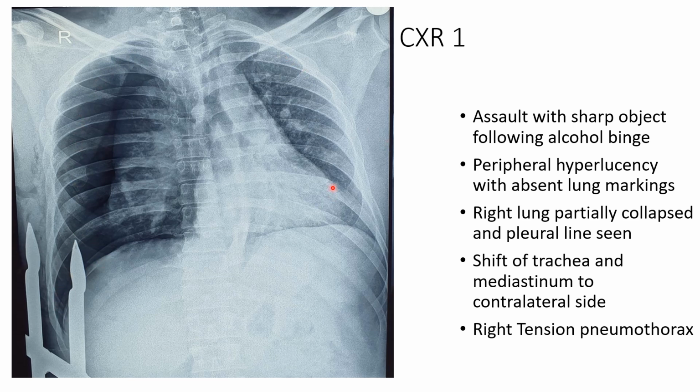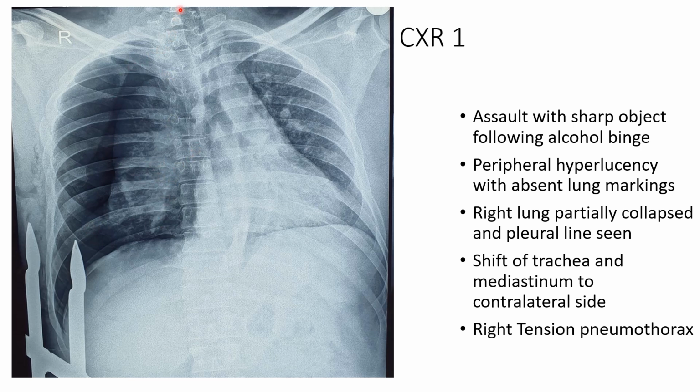Compare this lung, how is it, right? And compare here, so it is hyperlucent, or compare this and this. So this peripheral area is hyperlucent, and this line is called the pleural line. This line that is denoting the lung margin is the pleural line. So it indicates partially collapsed lung. So this lung is partially collapsed.